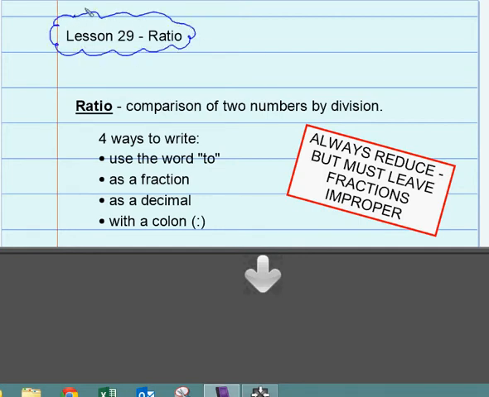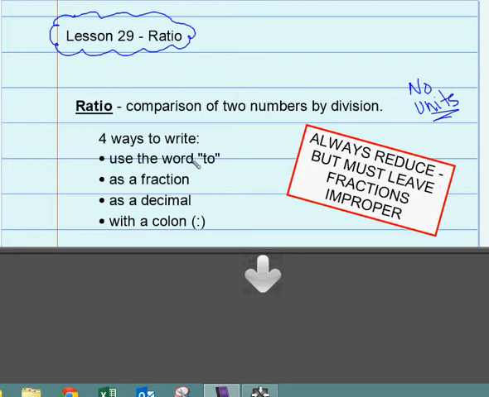We're going to talk about ratios today. A ratio is a comparison of two numbers by division. There are no units. Okay, well, the units are the same, but we're not going to write them typically in our ratios.